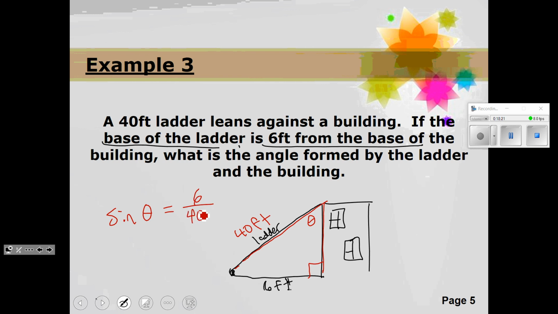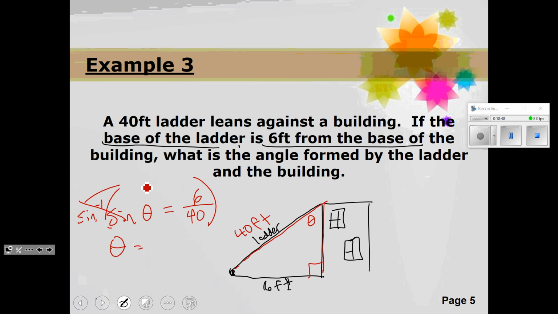Okay, now, how do I solve for theta? How do I cancel out sine? Generally, to cancel something out, we want to do the opposite or the inverse. So what's the inverse of sine? It's not 1 over sine. That's reciprocal. The inverse to sine is sine to the negative 1. And that's what we're going to times by on both sides. That will cancel and give you theta.